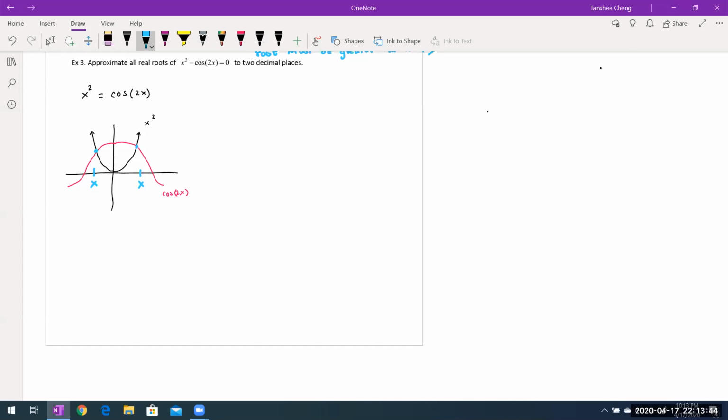So first, what we're going to do is let f of x be equal to x squared minus cosine 2x. And when we take the derivative of this, that will become 2x plus sine 2x times 2. So now that we get this, we're going to substitute into the formula. Remember, make sure you write down your general formula and then start plugging in the numbers.